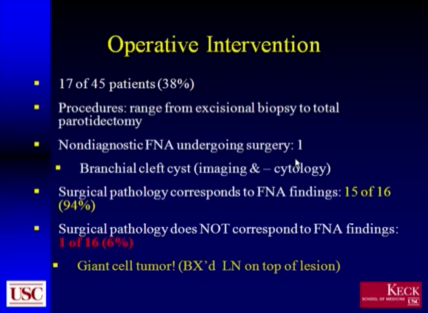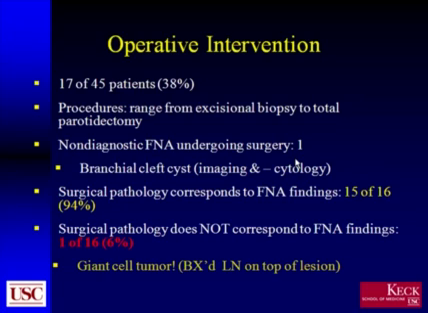Among the 17 patients who underwent operative intervention, the procedures ranged from a simple excisional biopsy to total parotidectomy. There was one non-diagnostic FNA that underwent surgery. This turned out to be a branchial cleft cyst and was largely based on the imaging and a negative cytology for cells. Surgical pathology corresponded to the FNA findings in 15 of 16 patients, for 94%.